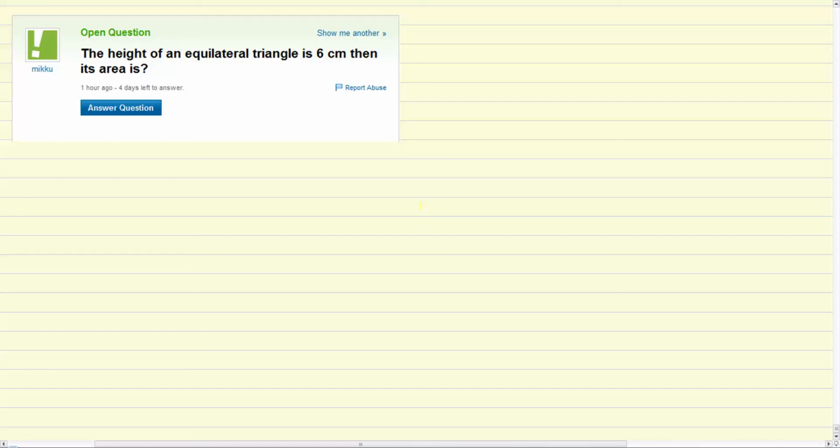Okay, so in this problem we have an equilateral triangle, and we know that the height is going to be 6 centimeters. We're asked to find the area. So let's first of all just start off with a quick drawing of our equilateral triangle. And recall that an equilateral triangle is one in which all three sides are equal.